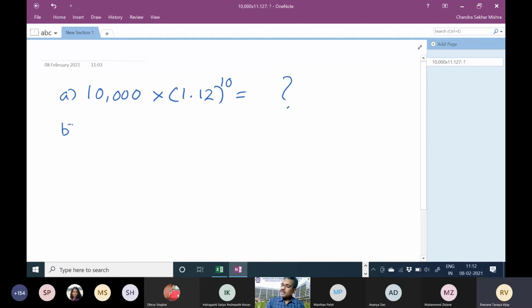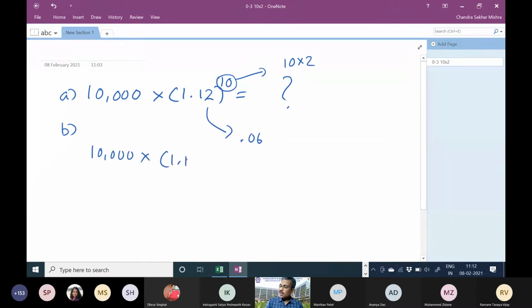Second is semi-annual compounding. What will happen semi-annually? The 12% will become 0.06, and your time period will become 10 into 2, which is 20. So it is 10,000 into 1.06 to the power 20. You'll get another amount. I am not solving it here, you can find it out.